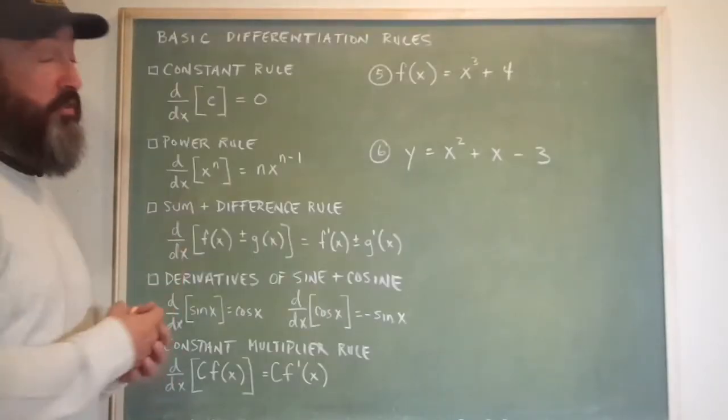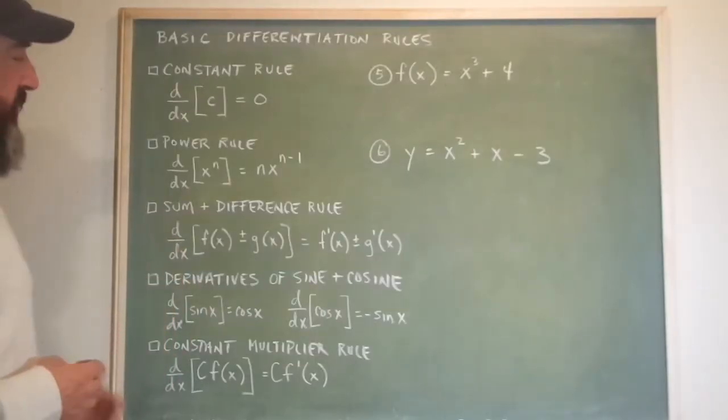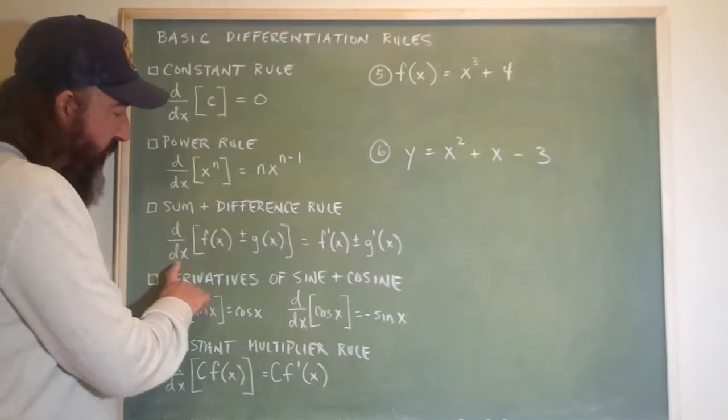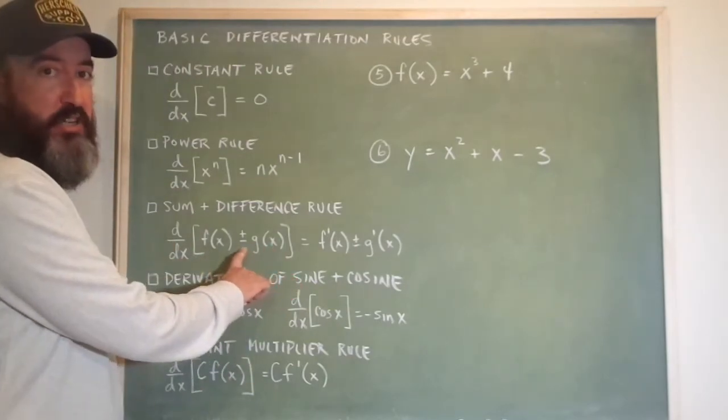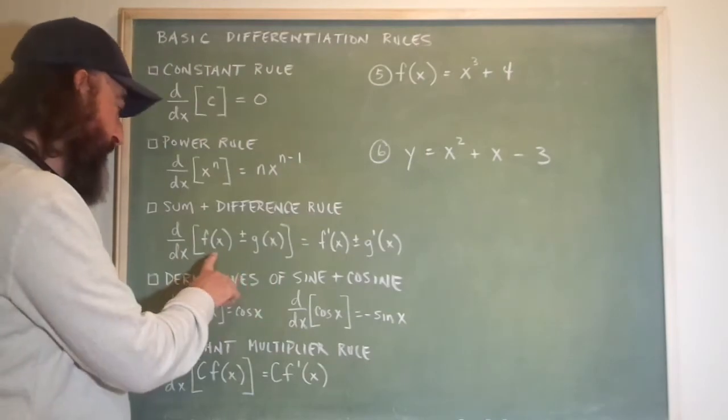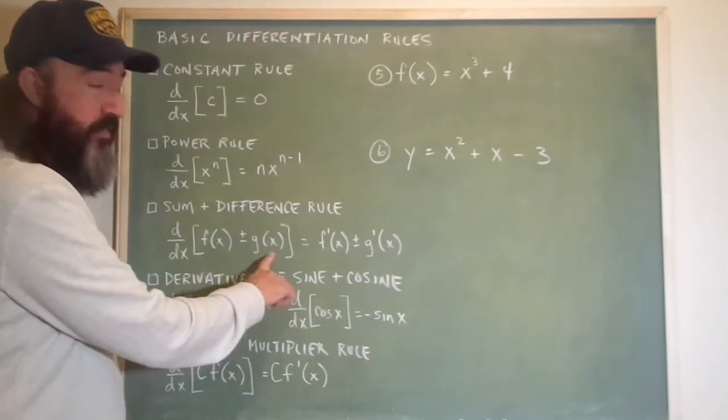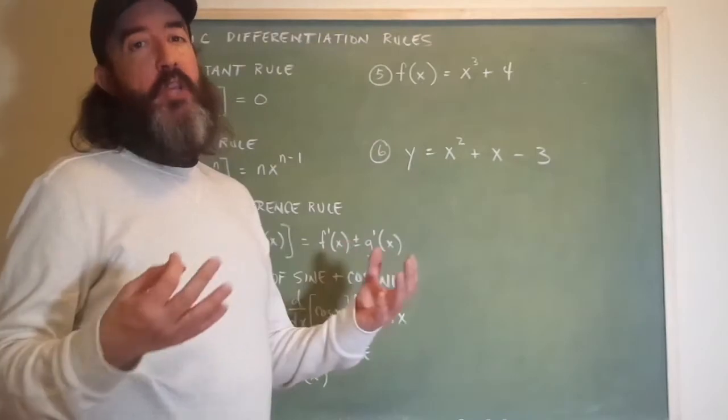This sum and difference rule is quite simple. It essentially just says, if you have to get the derivative of something where there's two pieces split up by addition or subtraction, all you need to do is get the derivative of the first piece and then get the derivative of the second piece. So let me show you what I mean.